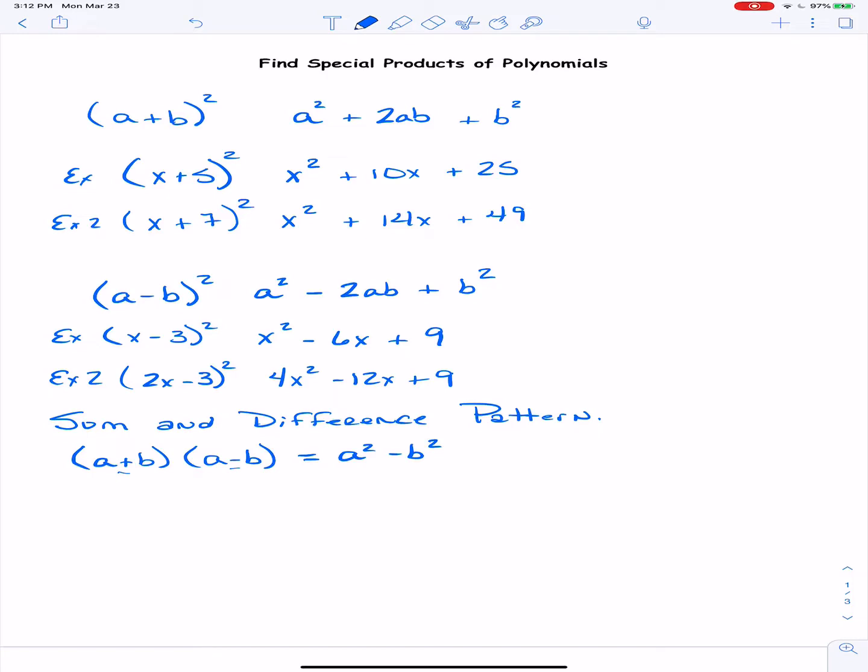Let's look at a problem like this. Here's our first example, okay? So I'm going to go (x + 5) times (x - 5), and that's going to give me x squared minus 25. Okay? Let's do one more of these. So example number 2. How about, let's go (3x + 2) times (3x - 2). Well, 3x times 3x is going to give me 9x squared. And then I'm going to have a negative 4. Okay? Everybody good?